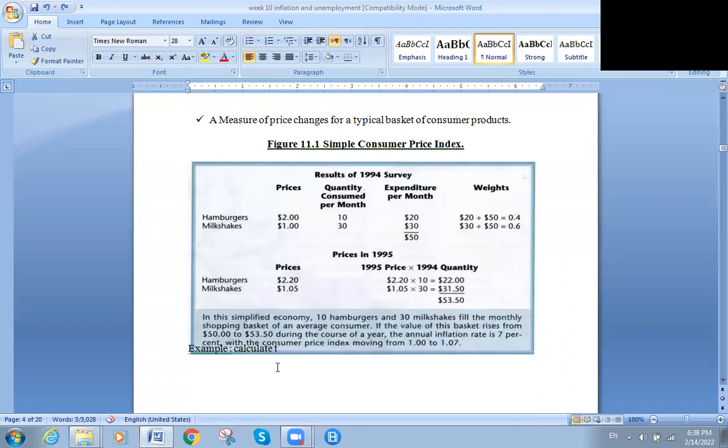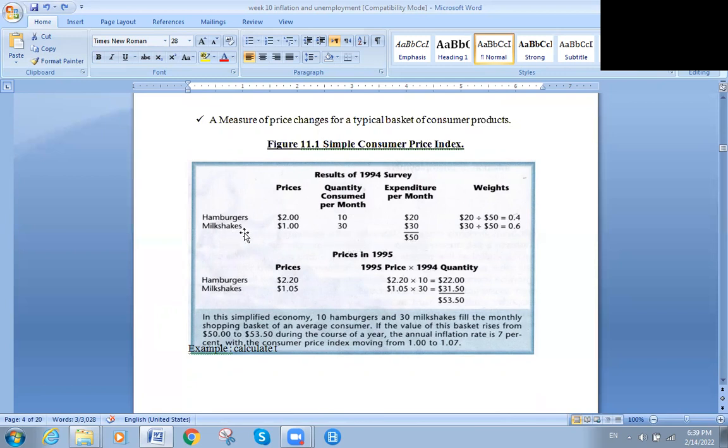We'll move now to something we call the Consumer Price Index. So what is the Consumer Price Index? As an example, let's say in 1994, the price of a hamburger was $2 and the quantity was 10. So 2 times 10 is 20. And for the milkshake, the price was $1 and the quantity was 30. So 1 times 30 gives me 30. So the expenditure per month, I will spend $50 for buying hamburgers and milkshakes. That was in 1994.